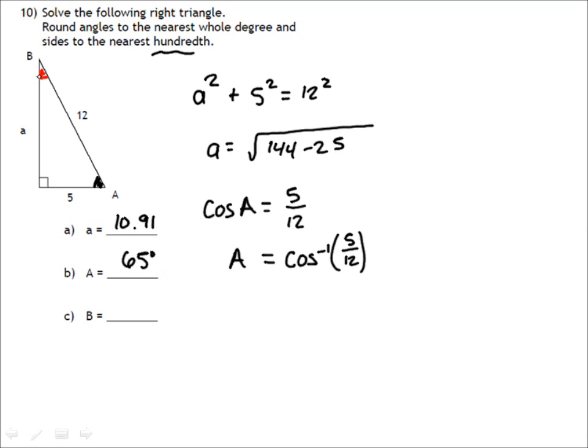When I look at B, I can see that I have the opposite side and, again, the hypotenuse. So this time we're going to use our sine ratio. The sine of angle B is equal to the opposite side, 5 divided by 12. Again, we're going to apply the inverse sine function to each side of this equation. The inverse sine of the sine of B is B. And over here I have the inverse sine of 5/12. When I evaluate that, my calculator says I get 25 degrees when I round it to the nearest whole degree.